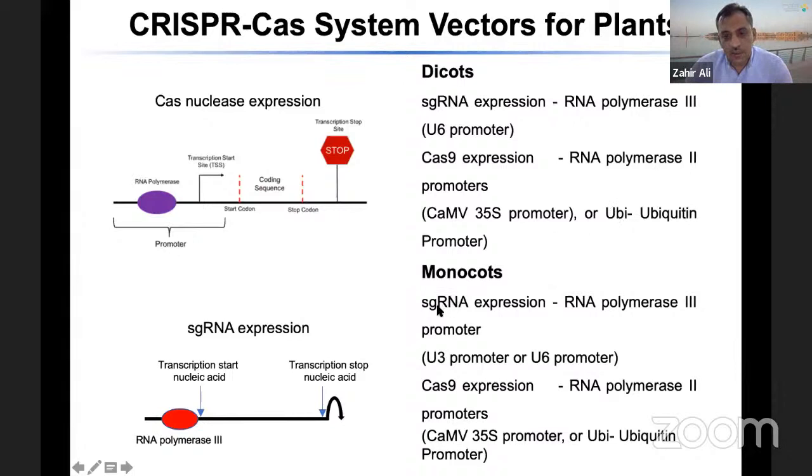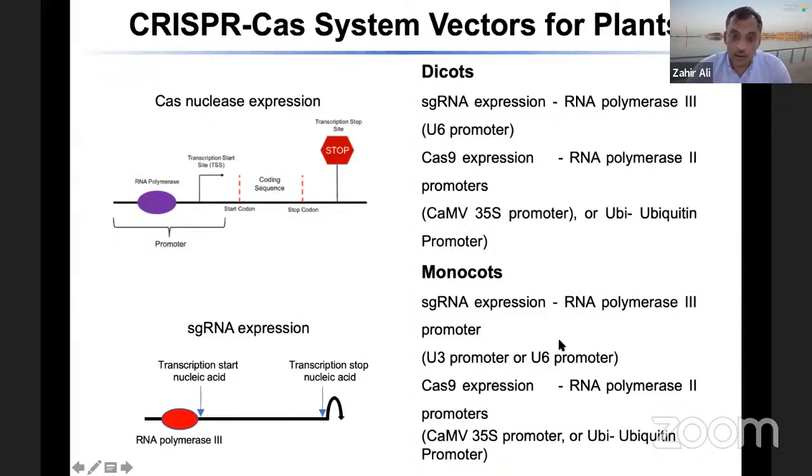Then for the monocot, we need the sgRNA expression. Again, we are using the RNA polymerase 3 promoters, normally the U3 promoter or the U6 promoter. Compared to dicots, where we use only the U6 promoter, in monocots the U3 promoters are working better than the U6 promoters. For Cas9 expression, we can use both. But normally people don't want to use the 35S promoter in monocots, so the ubiquitin, specifically the maize ubiquitin promoter, is working very well.